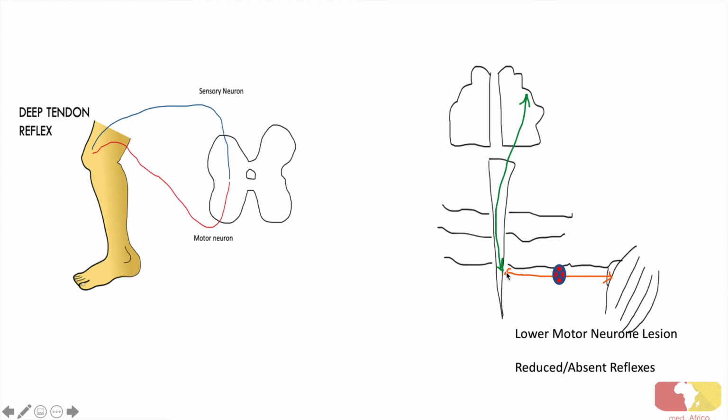So if you get a lesion in the lower motor neuron, which is outside the spinal cord, that will result in reduced or absent reflexes. If you get a lesion in the central nervous system, in the cord or in the brain, that will result in an upper motor neuron lesion, and when you check the reflexes, you'll find brisk or increased reflexes.